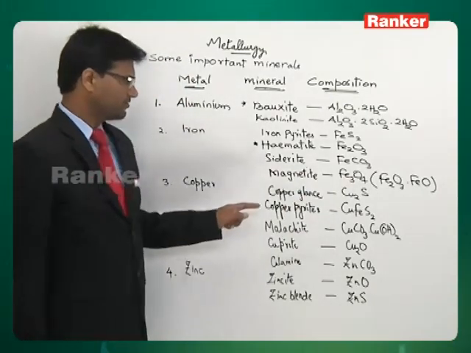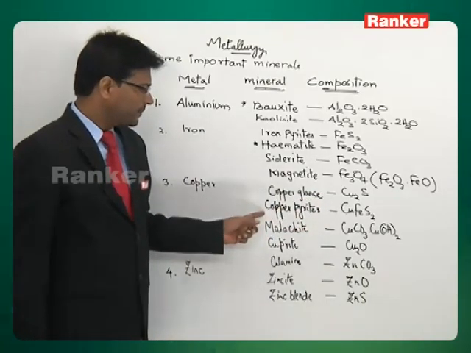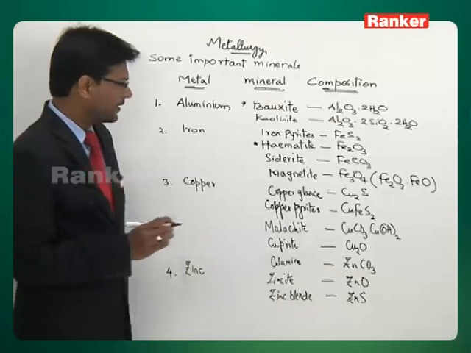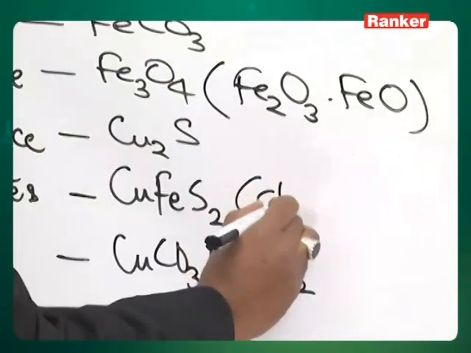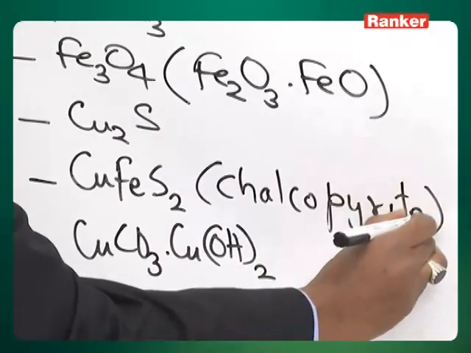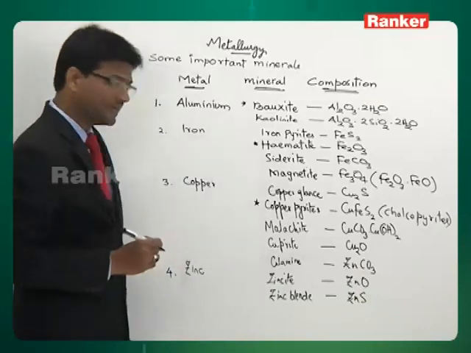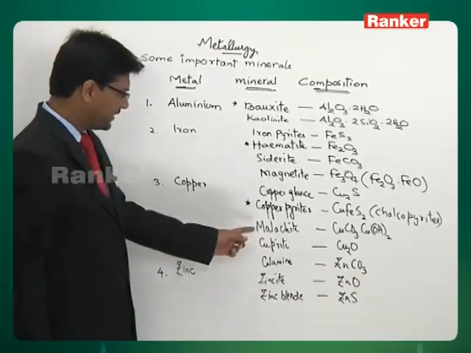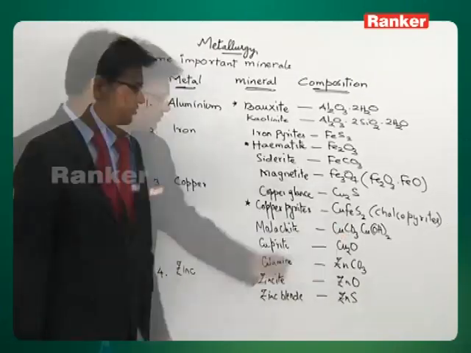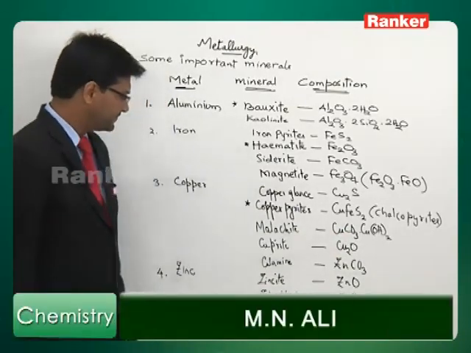Copper, the important ores of copper: this is a sulfide ore called copper glance. Copper pyrites is also called chalcopyrites. It is a sulfide ore, but this becomes the chief ore of copper. We don't have a better option than this. And then malachite is basic cupric carbonate. Cuprite is an oxide ore of copper.